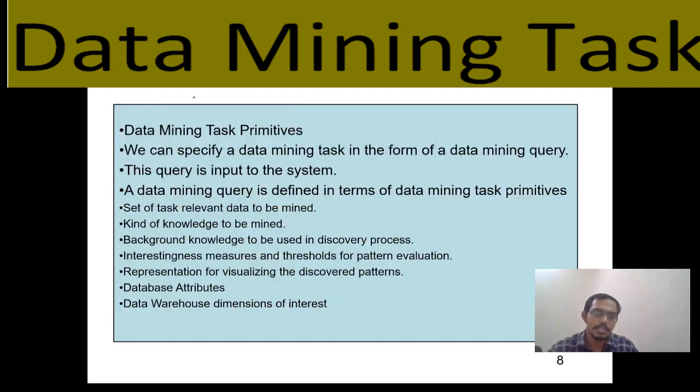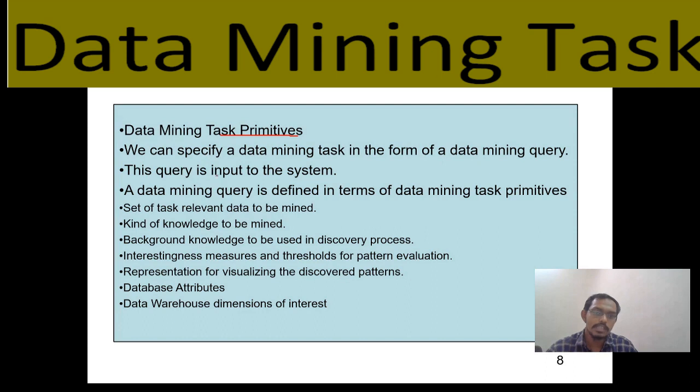So next, we have to discuss the data mining task primitives. We can say that a data mining task is specified in the form of a data mining query. So after all, the task is nothing but this: we are writing some query for the data set, and the algorithm gives the data from this particular large amount of data set.